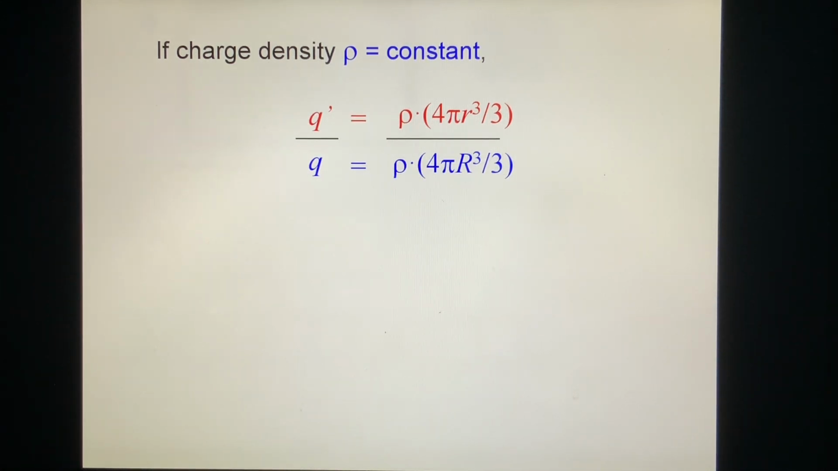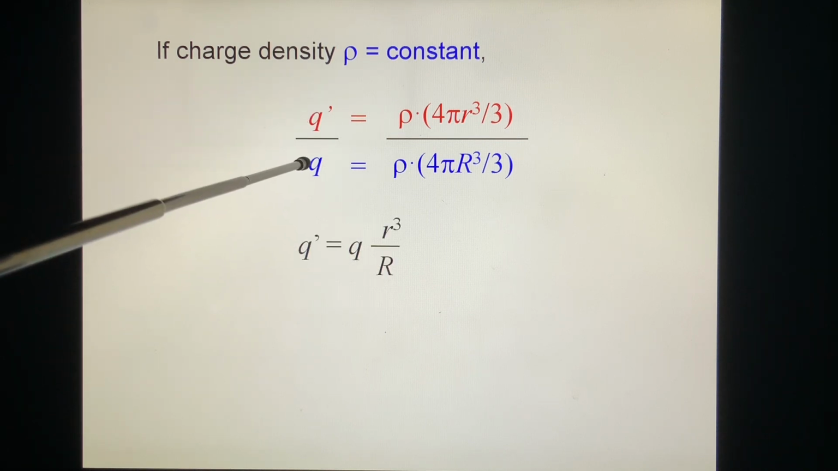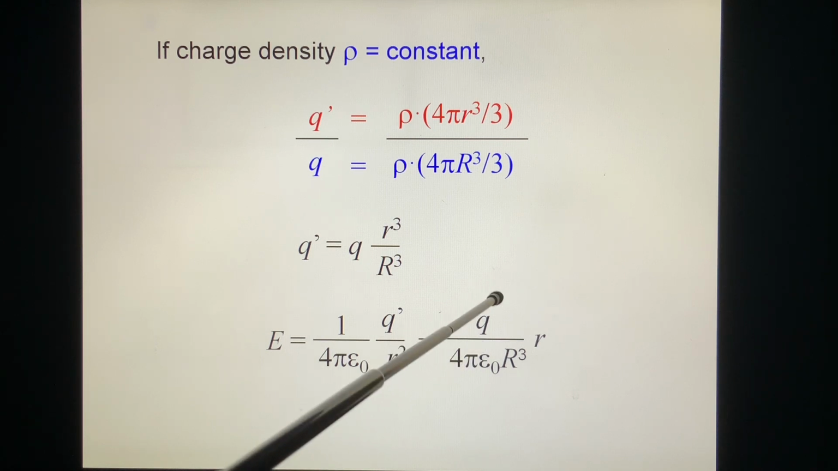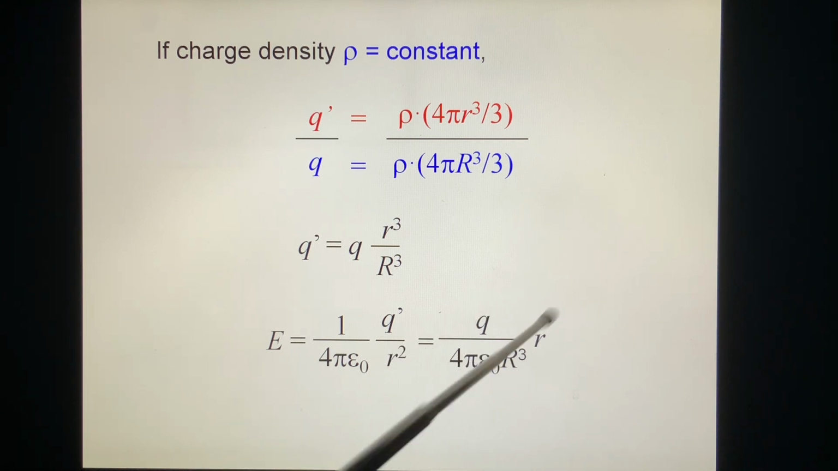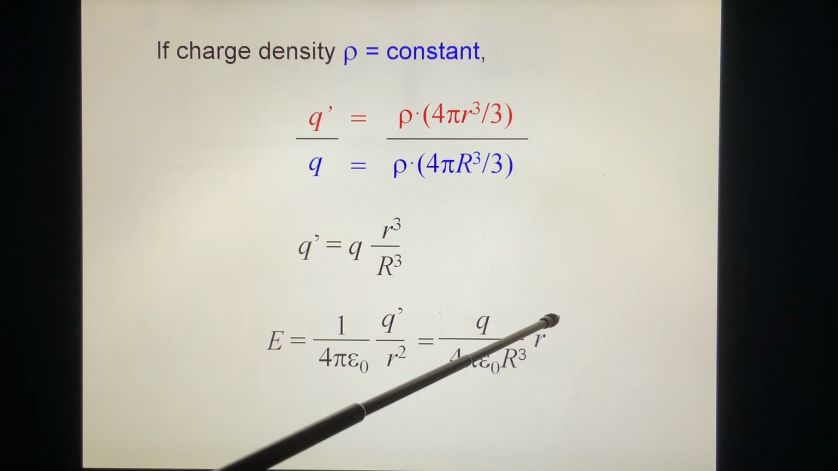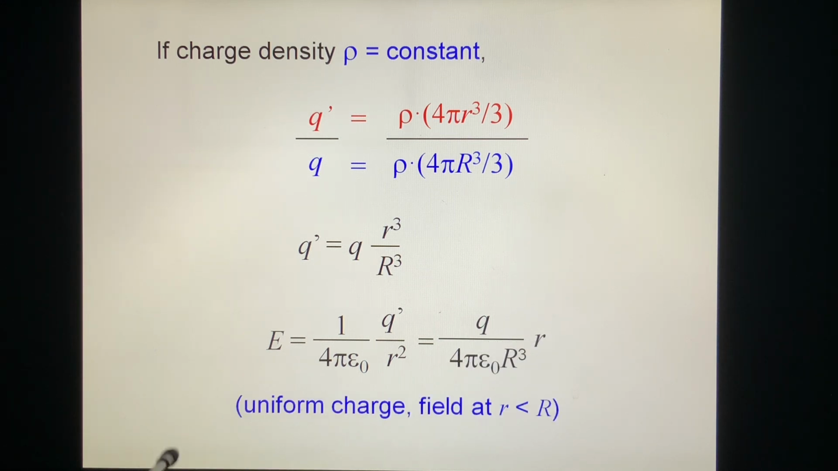So we take the ratio, and the ratio is equal to the ratio of r cubed. And E equals Q prime over r squared. That's it, easy, right? We put this in, and we get E equal to Q over 4 pi epsilon times r over R cubed. Actually, what I would like to say is Q over R squared times small r over big R, the ratio. This is the uniformly charged field at r smaller than R.